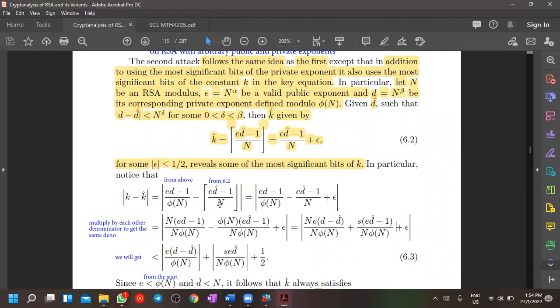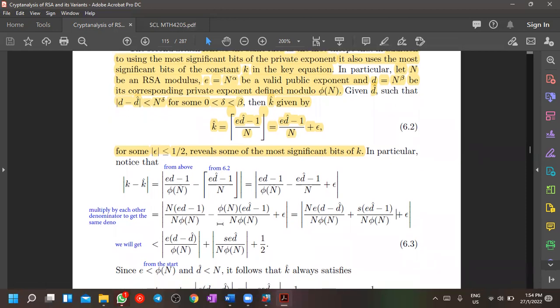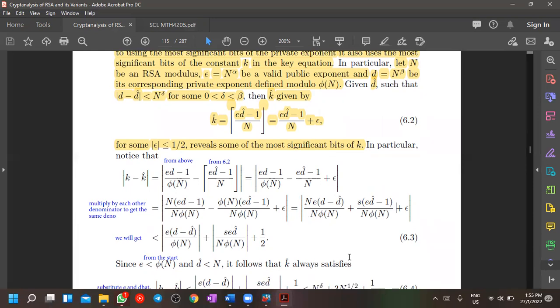And then we get this from 6.2, and then it equals to this. And then we multiply by each other's denominator to get the same denominator like this, plus epsilon. And then we will get this. We will reduce to this, and then we will get this whole equation is less than this, and we label it as 6.3.